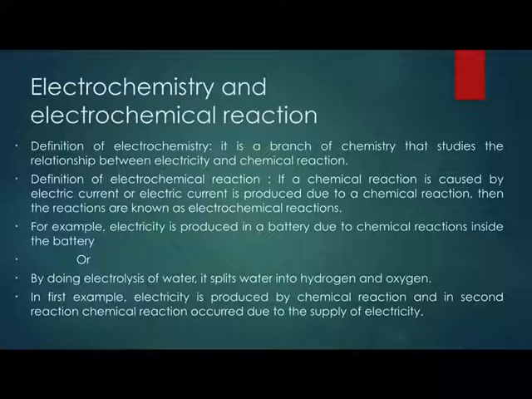So there are two types of electrochemical reaction. If a chemical reaction is caused by electric current or electric current is produced due to a chemical reaction, we can call those reactions electrochemical reactions. For example, electricity is produced in a battery due to a chemical reaction. So here a chemical reaction happened and due to that electricity was produced. So it is an electrochemical reaction.